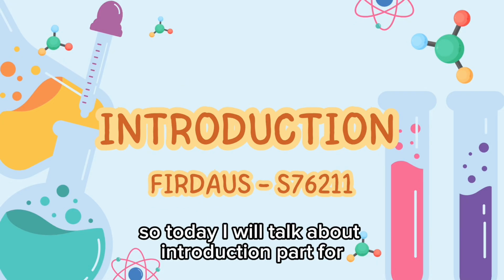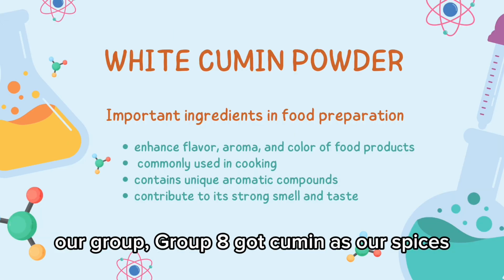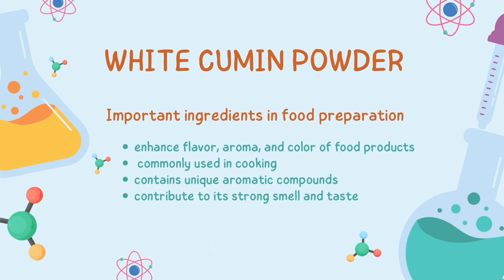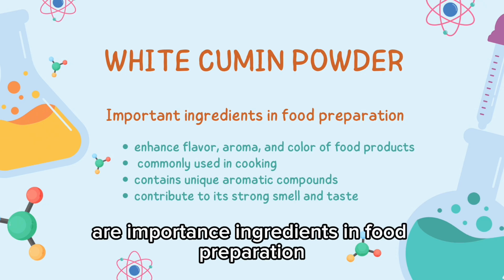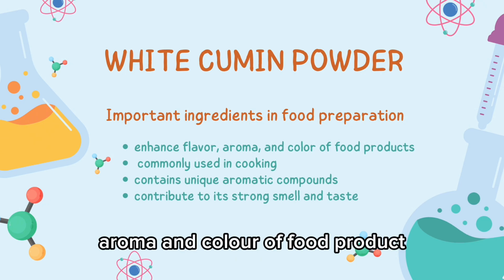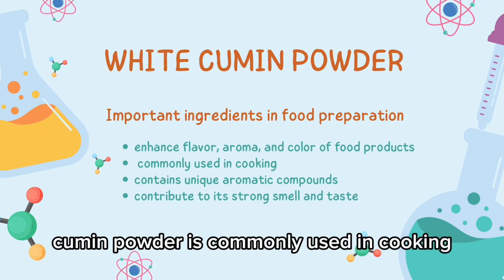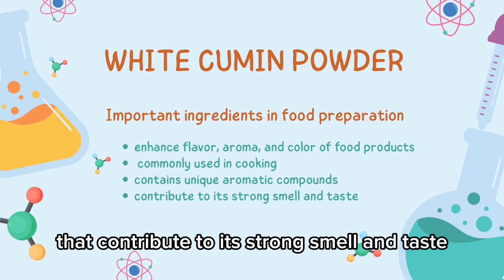So today I will talk about the introduction part for the spices experiment. Our group A got cumin as our spice. Spices are important ingredients in food preparation because they enhance the flavor, aroma and color of food products. Cumin powder is commonly used in cooking and contains unique aromatic compounds that contribute to its strong smell and taste.